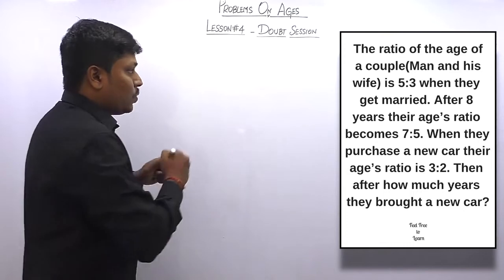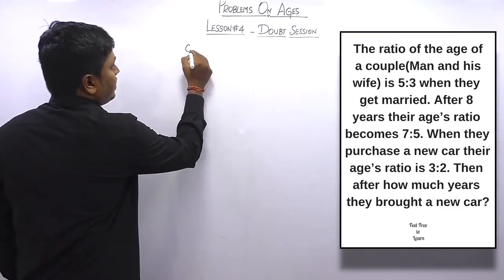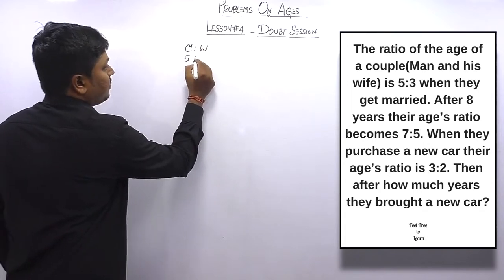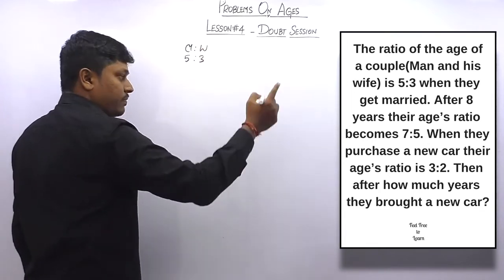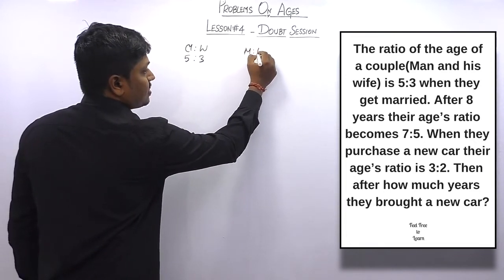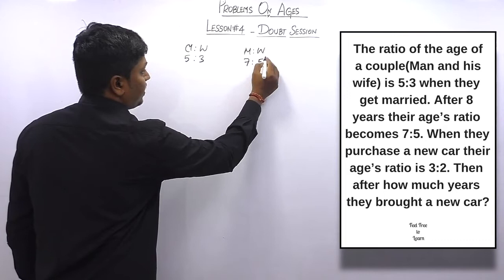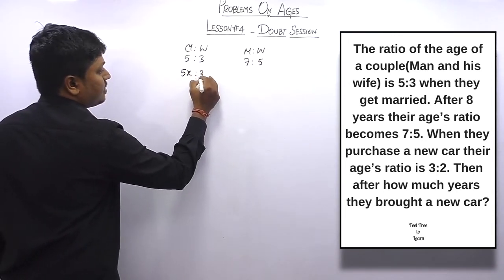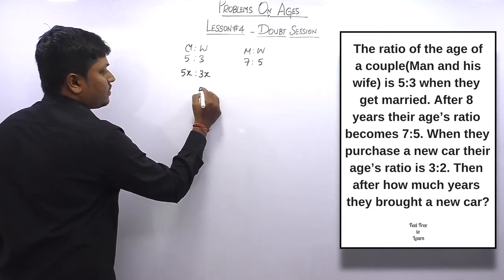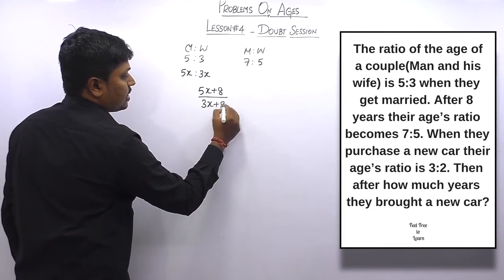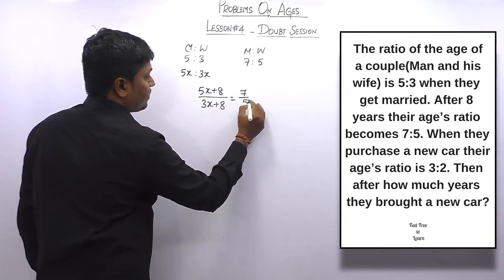See here, what I'm going to do is, first a couple, that is man and wife, right? The man and his wife ratio is given as 5:3, right? And they are talking about the future because after 8 years, the man and his wife ratio is 7:5. So easy, right? We can say this as 5x and 3x. And after 8 years, (5x + 8)/(3x + 8), so the ratio is 7/5.